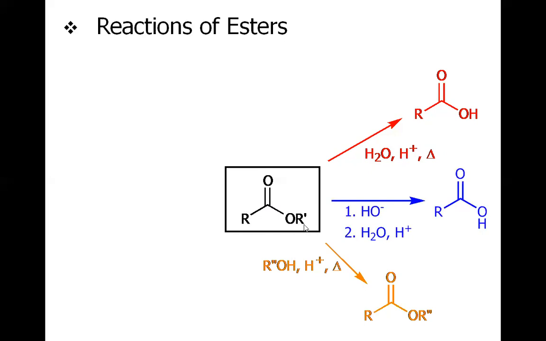The difference is, if you see, this is OR prime, this is O double R prime. So where has this O double R prime come from? This has come from some other alcohol. Suppose this is OMe, that is methyl ester. This R prime is methyl, and when we treat with ethanol, we will have OEt in replacement of OMe. So one ester has been converted into another ester. The process name is transesterification.